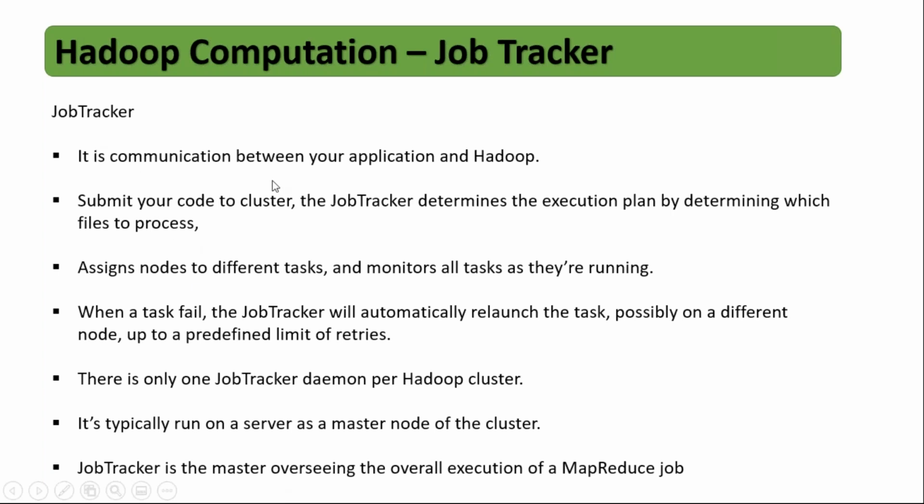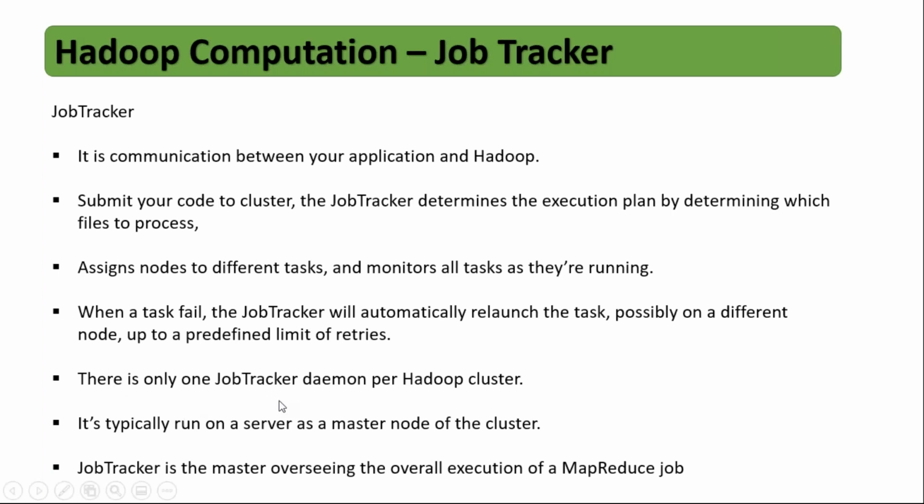The first one is that it is the communication between your application and Hadoop. Whenever you submit code to a cluster, job tracker will determine the execution plan to process which file. Then it will assign tasks to task trackers and monitor all the task trackers while they are running. Whenever any task fails, that means a task tracker has failed, the job tracker will automatically relaunch the same task on another task tracker, after hitting a predefined limit of retries.